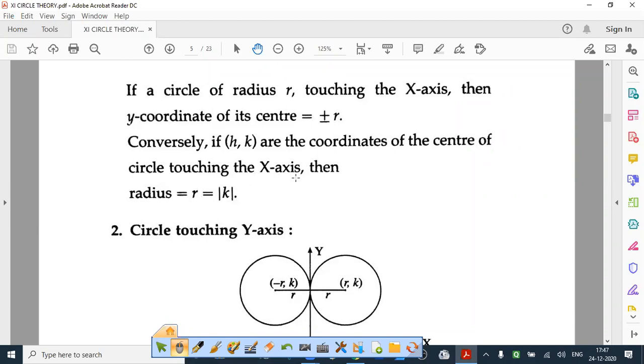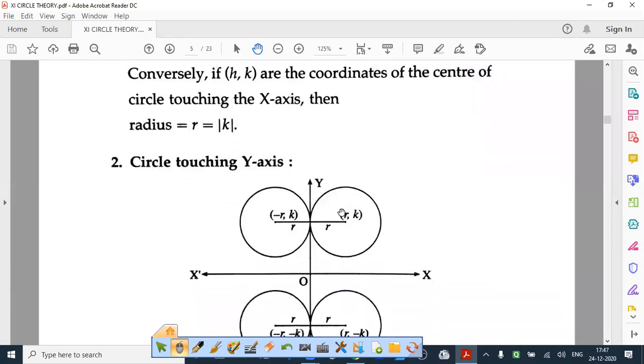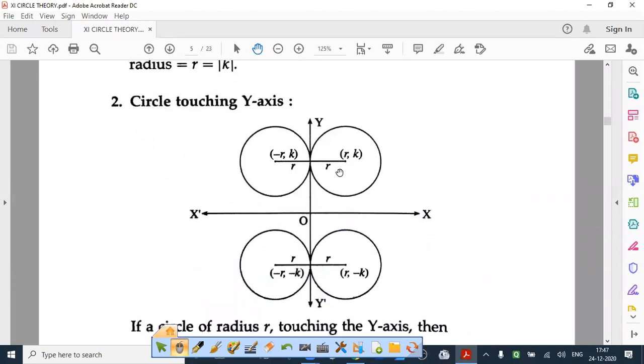Circle touches x-axis, okay? And what are the coordinates of the center? (h, k). So, the center is at a distance of radius from the x-axis, but the distance of any point from the x-axis is the modulus of the y-coordinate. Why modulus? Because distance is never negative, while the y-coordinate can be. Is that clear? The same is true about a circle touching the y-axis.